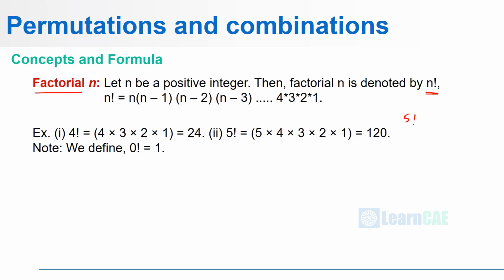We can also write 5 factorial is equal to 5 into 4 factorial. Next, we also define the factorial of 0 is equal to 1.